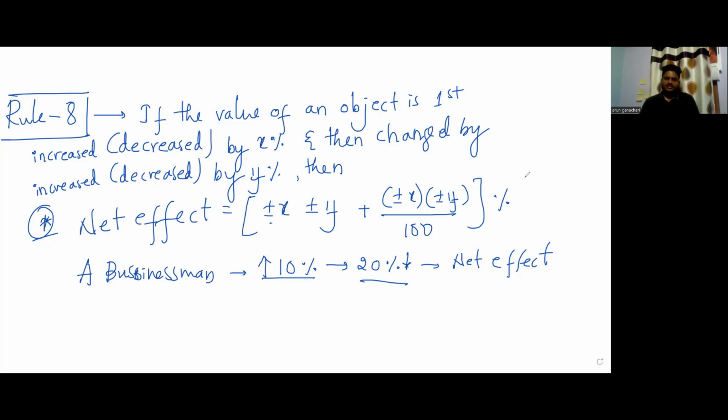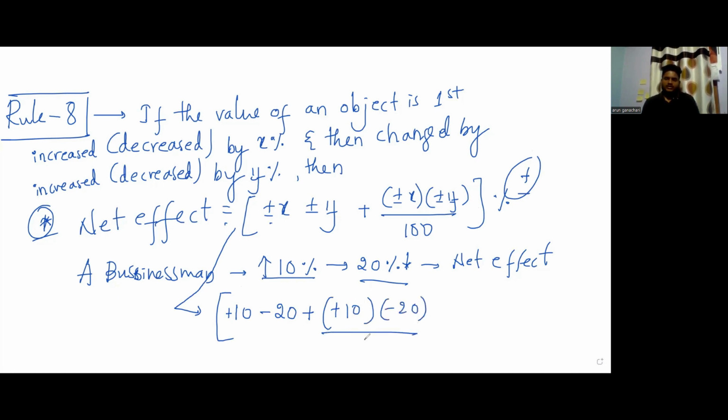And whenever there is a decrease, we'll use a negative sign. So you'll use the formula, which is plus or minus x. First, what do we have to use? We have to use plus 10. And then we have to use minus 20. Plus 10 minus 20 divided by 100. 0 and 0 will get cancelled. What is 10 minus 20? Minus 10. And what is plus 1 into minus 2? Minus 2.